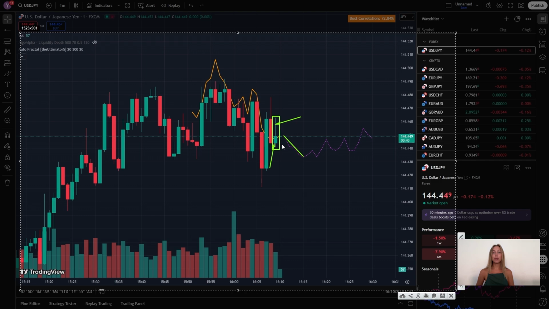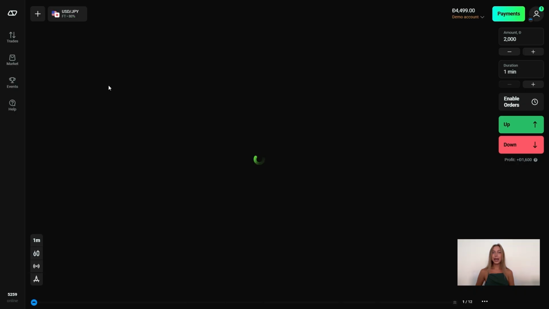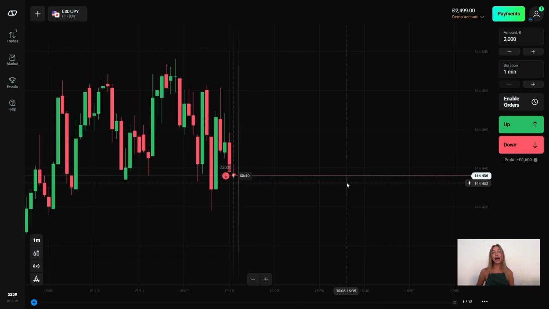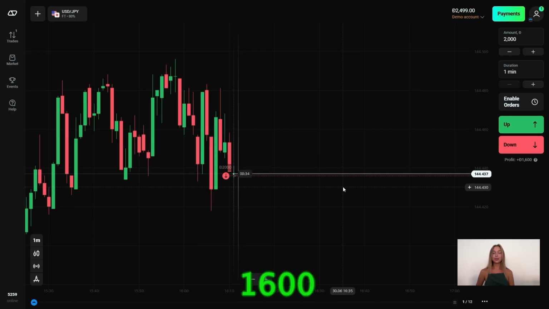That's why we go to the broker and open a trade. So I selected the needed currency pair and immediately opened a 1-minute position to go down. If this trade closes in profit, I will earn a clean 80% of my trade amount, or 1,600.